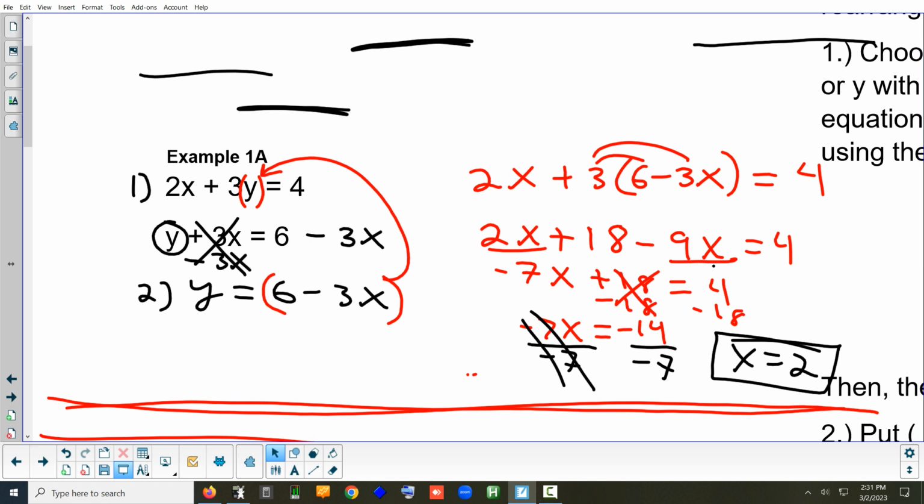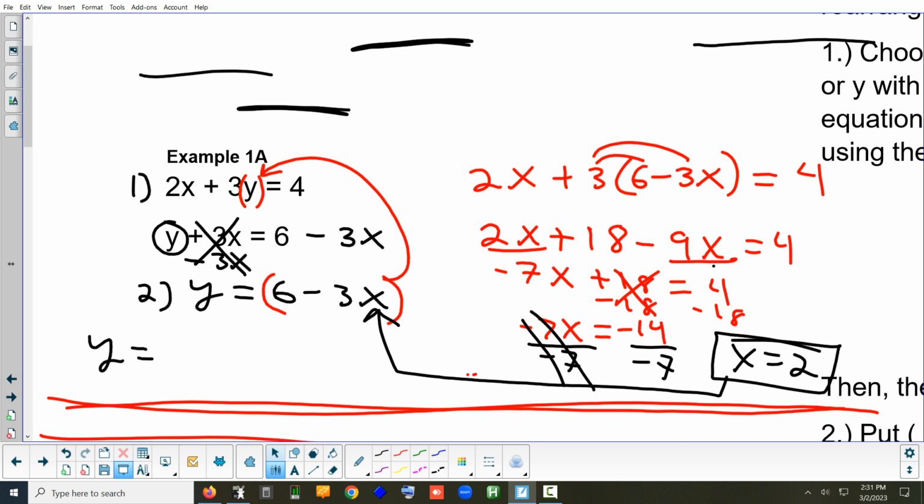No, it doesn't matter, but we want to try to pick the easiest one. So which one is easier here to plug back into? Equation 1 or equation 2? I would pick equation 2 because it already has y by itself. So take that number, put it right there, and that's going to be your answer for y.